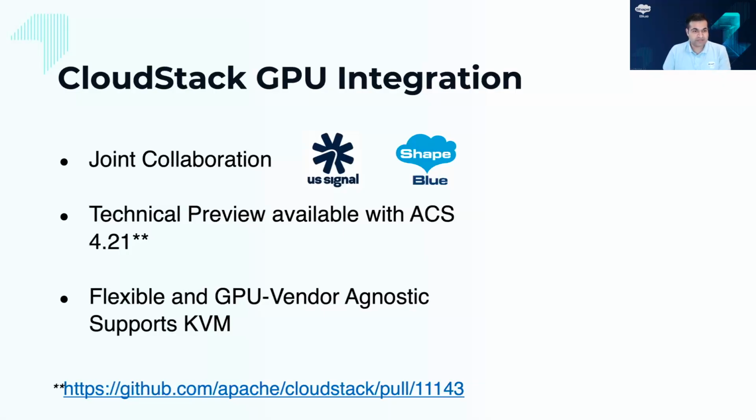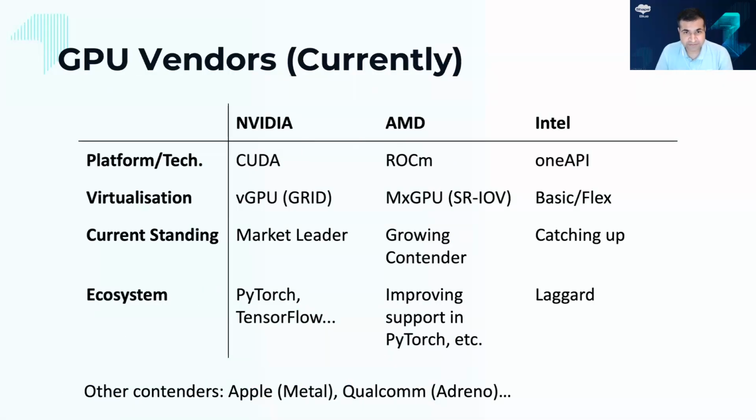This feature was done in a way that we wanted flexible and GPU vendor agnostic support with KVM in CloudStack. The reason is we started looking into the GPU vendors in the market, and we see NVIDIA, AMD, and Intel are the three large companies driving the market. NVIDIA is the current undisputed market leader, but we are recently seeing AMD rise to the competition. They are the growing contender, and it seems like even Intel is trying to catch up. So we wanted to build an integration in CloudStack that's not specific to a vendor or even models of GPU.